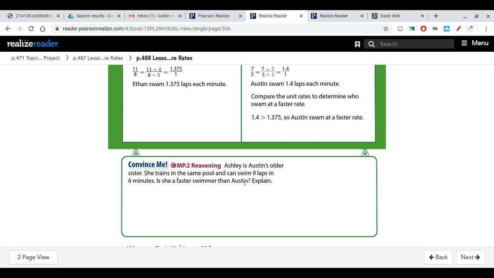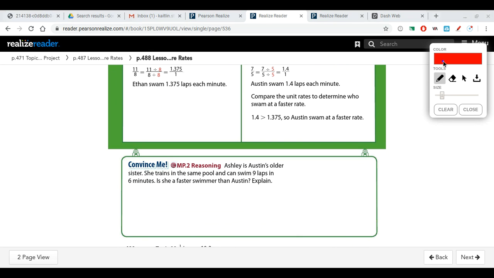All right. If we take a look at the Convince Me, Ashley is Austin's older sister. She trains in the same pool and uses 9 laps in 6 minutes. Is she a faster swimmer than Austin? What's nice is we already have Austin's laps: 1.4 laps per minute. For hers, we just need to find it. She does 9 laps in 6 minutes. To get my unit rate, it's laps per minute, so I'm going to divide by 6.